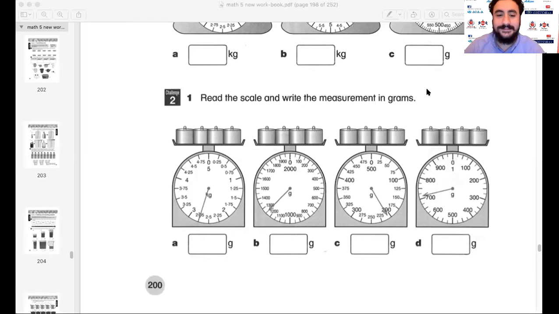I'm fine. Good afternoon. Okay, so the question here: read the scale and write the measurement in grams. You're going to read the scale now. This is gram, okay? So how many grams are there? 2,750 grams. Excellent, yeah, Yusuf.